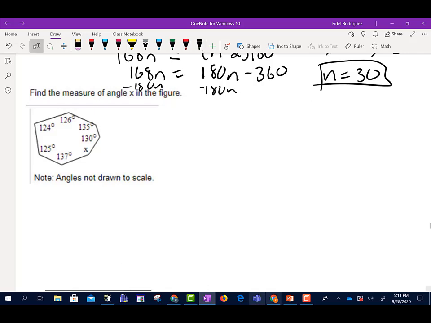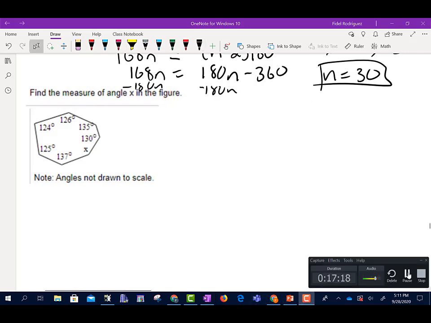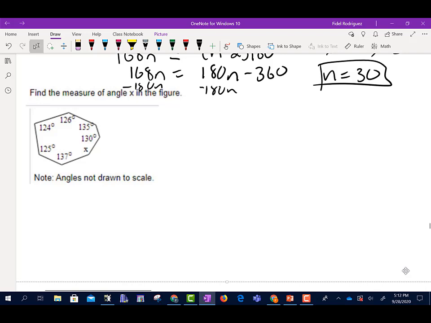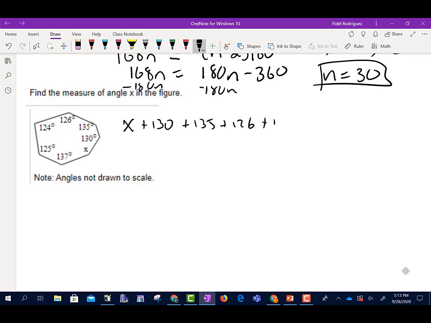All right. So the next problem here, let's take a look. This next one says find the measure of the angle x in this figure. Okay, so what I'm going to do, guys, I'm going to start adding them up. I'm going to say x plus 130 plus 135 plus 126 plus 124 plus 125 plus 137 equals, let's see how many sides we have. 1, 2, 3, 4, 5.